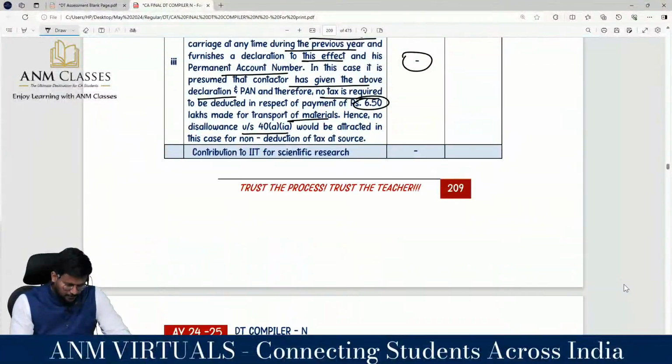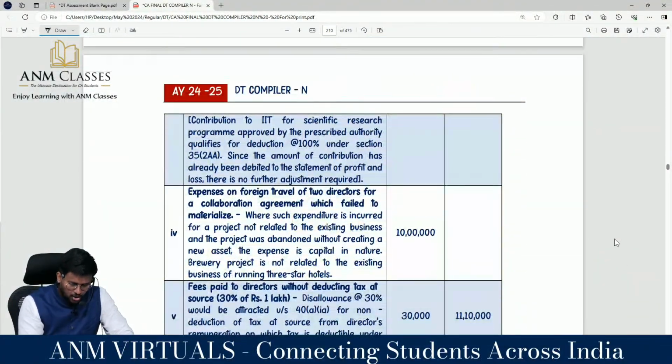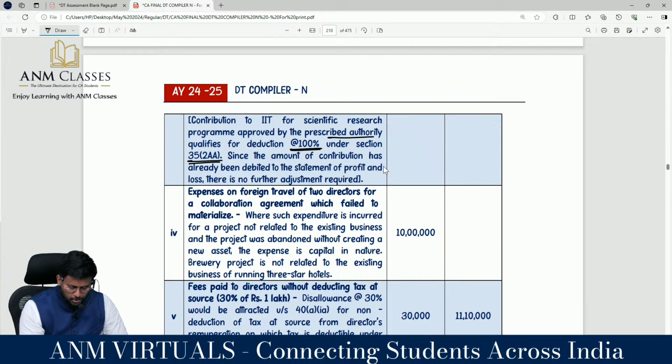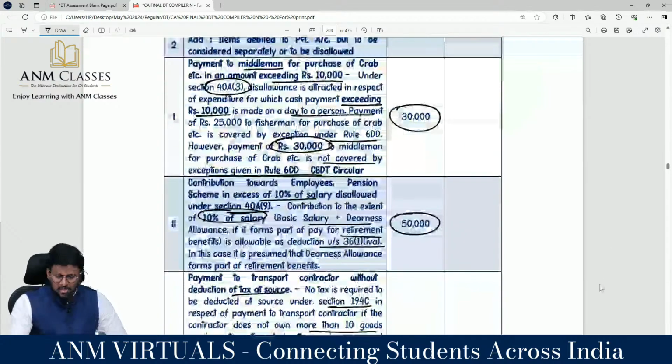Yes, the point is here. Contribution to IIT for scientific research. Contribution to IIT for a scientific research program approved by the prescribed authority qualifies for deduction at 100%. Under section 35 subsection 2AA, it is a contribution to outsiders. Since the amount of contribution has already been debited to the P&L account, no further adjustment is required. Clear?